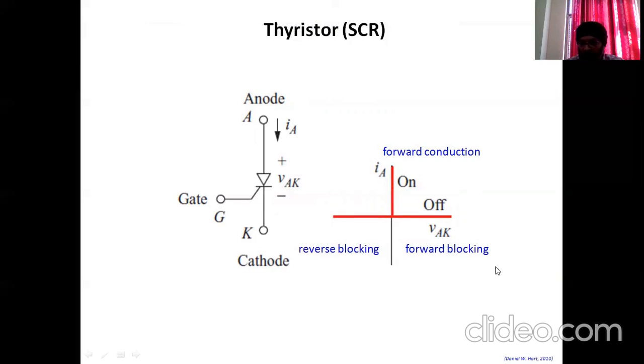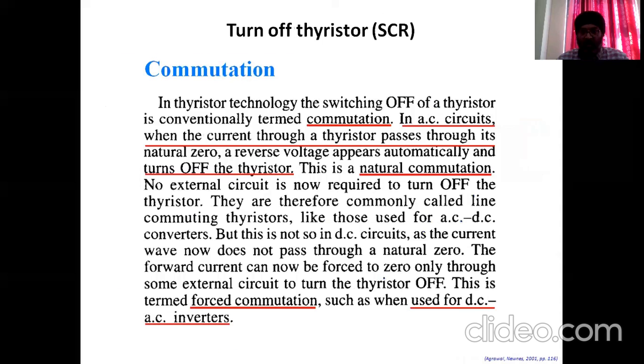So when the SCR is off, through gate triggering, the SCR turns on. So forward conduction, forward blocking, and reverse blocking. For turn off, we need a commutation circuit to ensure the anode current falls below holding current. So that is called commutation.